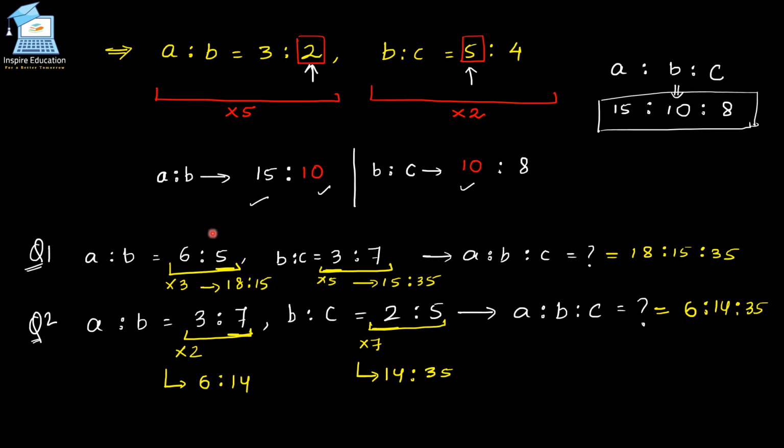Yes, now sir, the problem is in the first ratio, the value of B is 5, and in the second ratio, the value of B is 3. Now this can't happen because for a particular single alphabet, we cannot have two different values. This is a blunder. So what we need to do, we need to balance the values of B, or rather we can say we need to balance the ratios, because individually we cannot balance B.